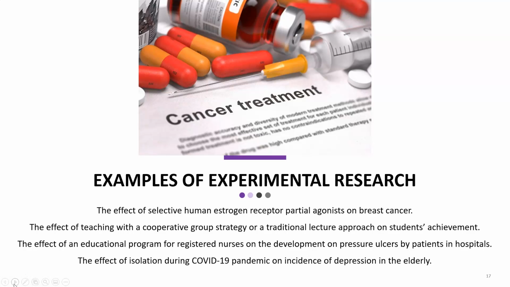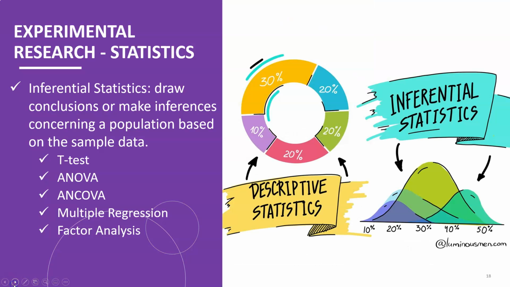Now, here are some examples of experimental research. The effect of selective human estrogen receptor partial agonist on breast cancer. The effect of teaching with a cooperative group strategy or a traditional lecture approach on students' achievement. The effect of an educational program for RNs on the development of pressure ulcers by patients in hospitals. And the effect of isolation during COVID-19 pandemic on the incidence of depression in the elderly.